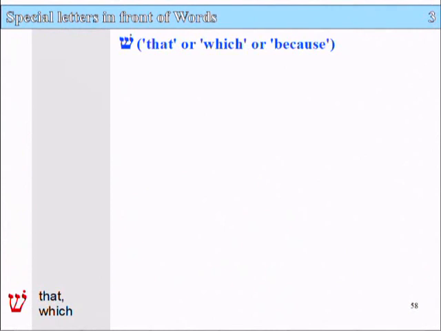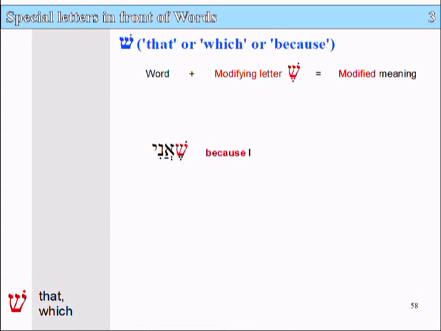Slide 58, Lesson 3, Special letters in front of words. Shin, meaning that, or which, or because. If we take the word ani, meaning I, and we put the shin in front of it, it becomes sha'ani, and it can mean because I.